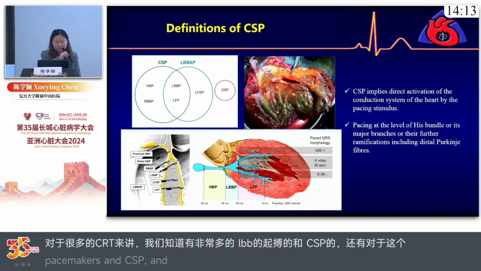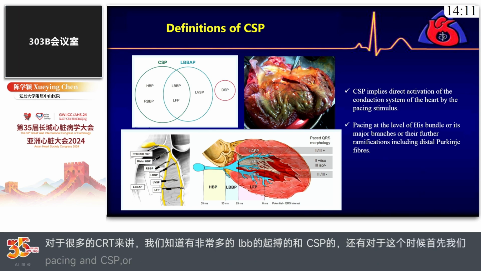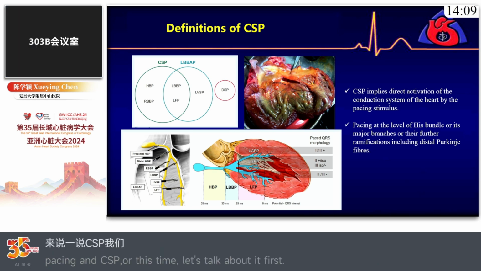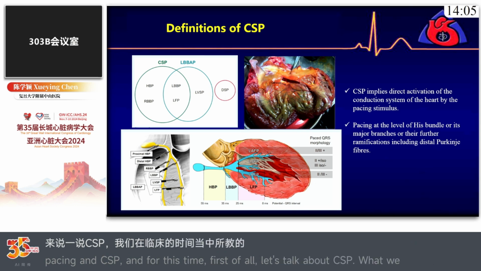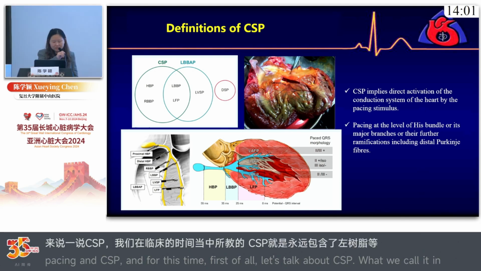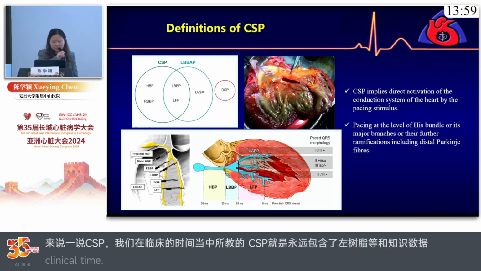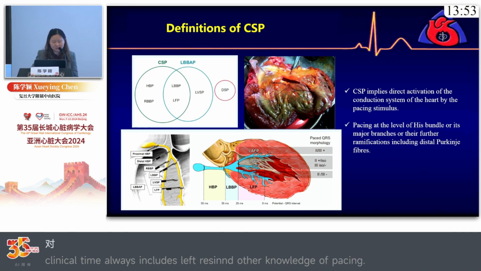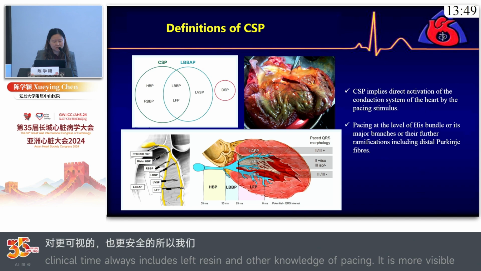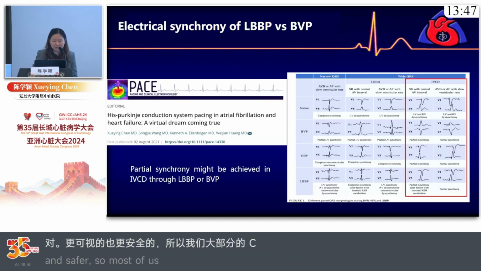When we do CSP in clinical practice, it's always LBB pacing or His bundle pacing. Because left bundle branch pacing is more feasible and safe than His bundle pacing. Now most of the CSP cases we do are LBB pacing.